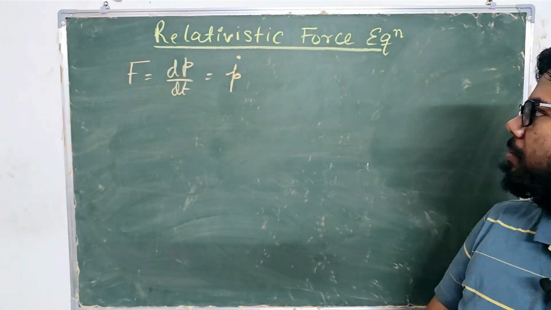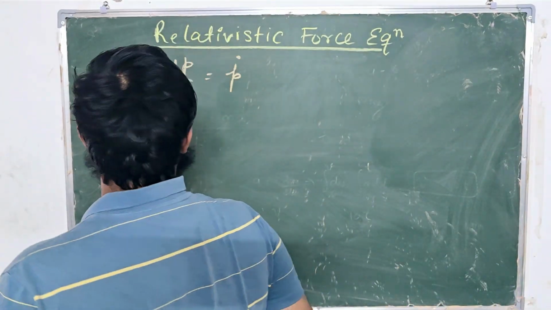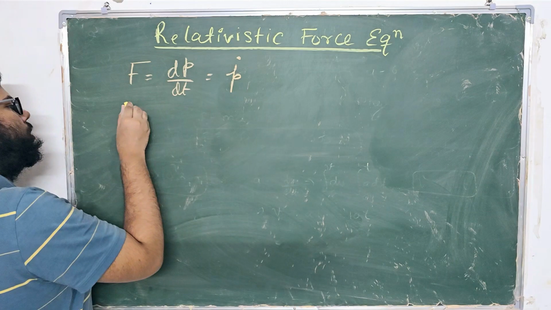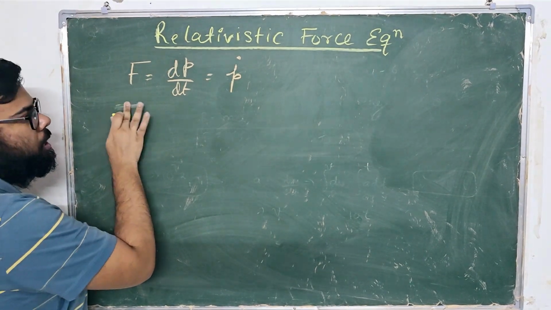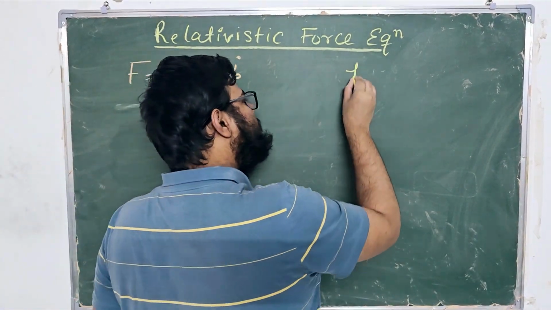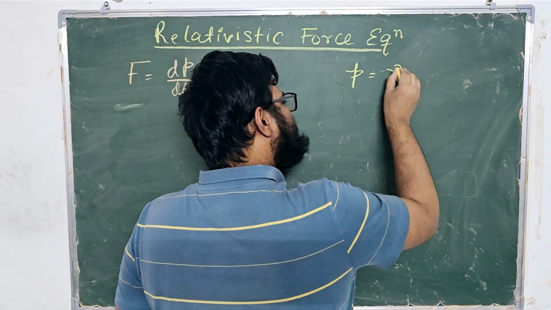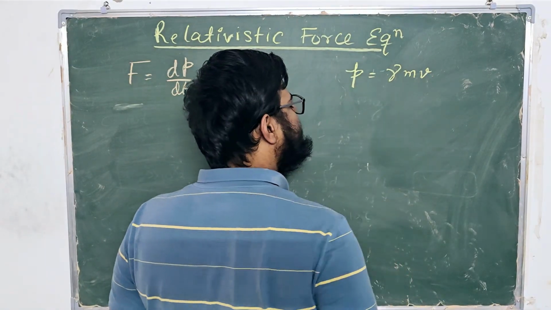So F = dp by dt. So what is momentum now? Well, we all know that momentum is given as gamma times mv.